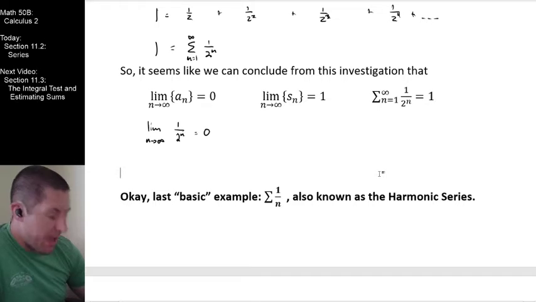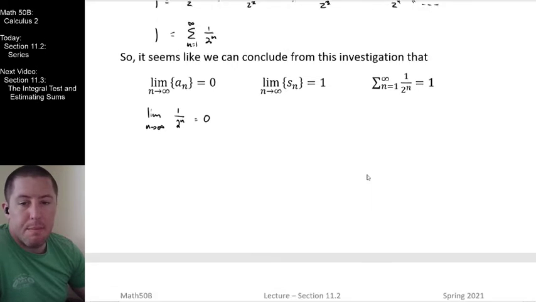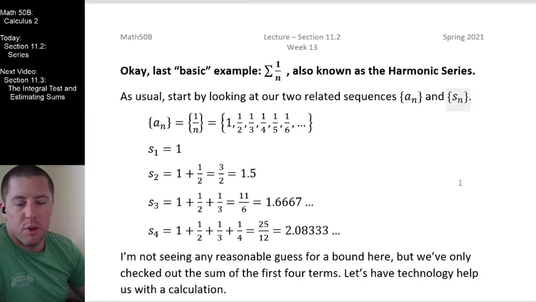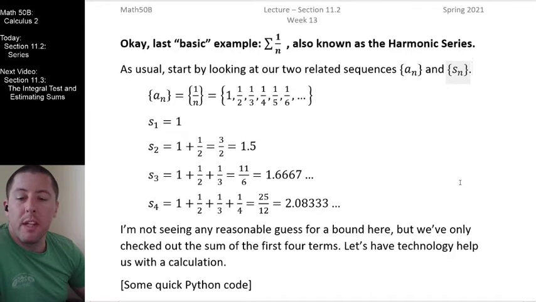So let's go ahead and take a look at our last basic example here, this series of 1/n. This is known as the harmonic series. This is a super important series. We're going to use this for lots of comparisons this chapter. This is one of our series where we really want to know about this one for sure, so that we can make lots of comparisons to lots of other series relative to this one.